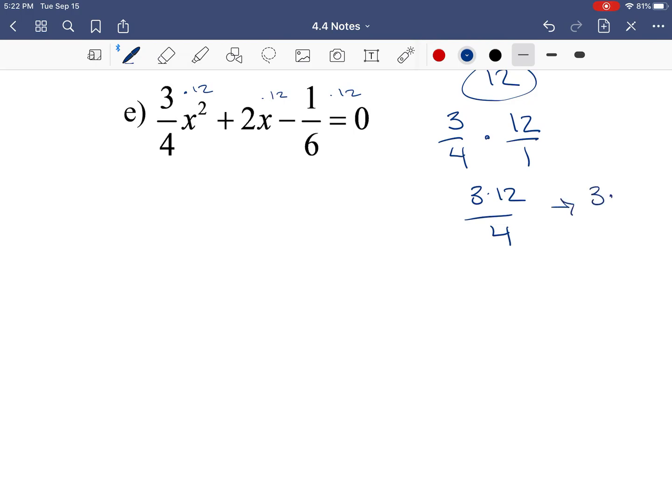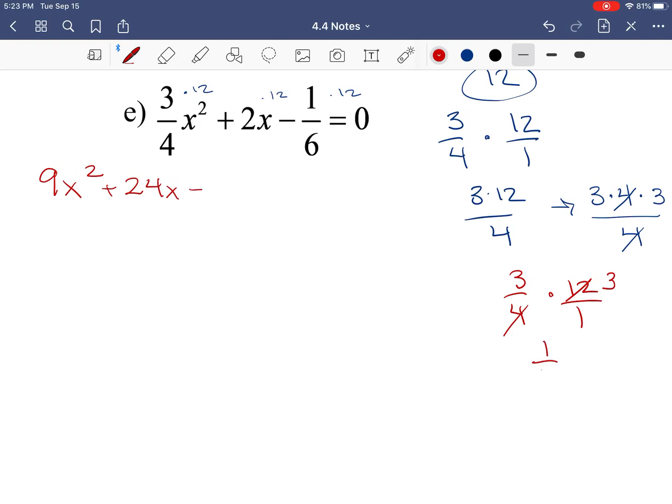And 12 is really 3 times 4, and there's already the other 3 over 4. Well, the 4s are going to divide. How I might show that in a quicker way would be 3/4 times 12. Well, I'm just dividing each by 4, and I'm left with 3 at the end. So in this case, I'm going to be left with 3 times 3, which is 9, plus 2 times 12 is 24, minus 1/6 times 12. Well, 12 divided by 6 is 2. So I'm left with 2 minus 2 is equal to 0.